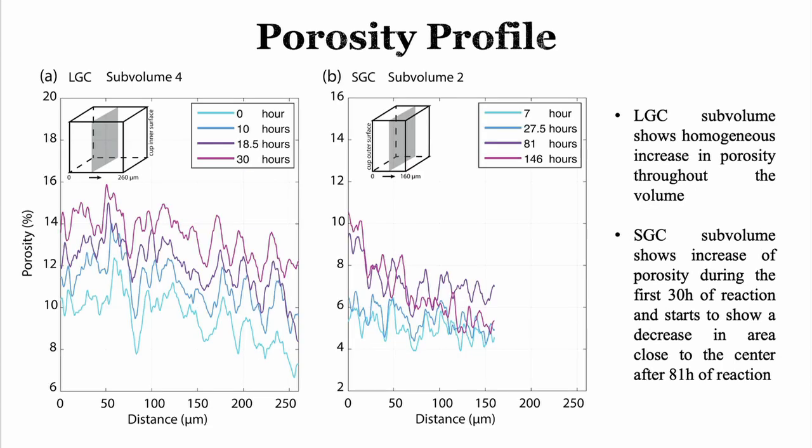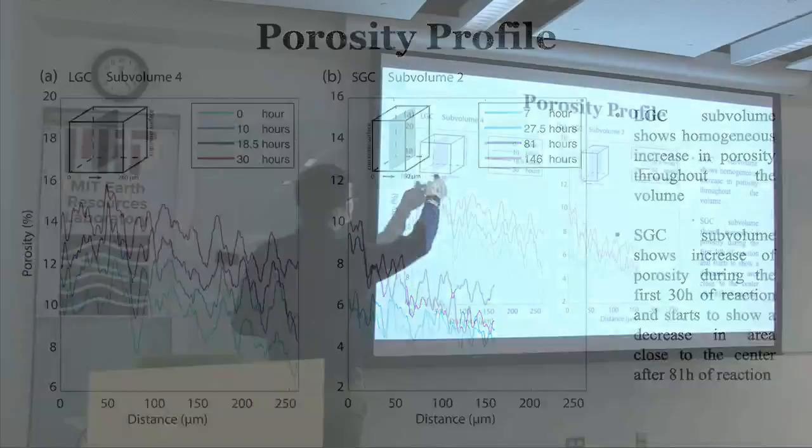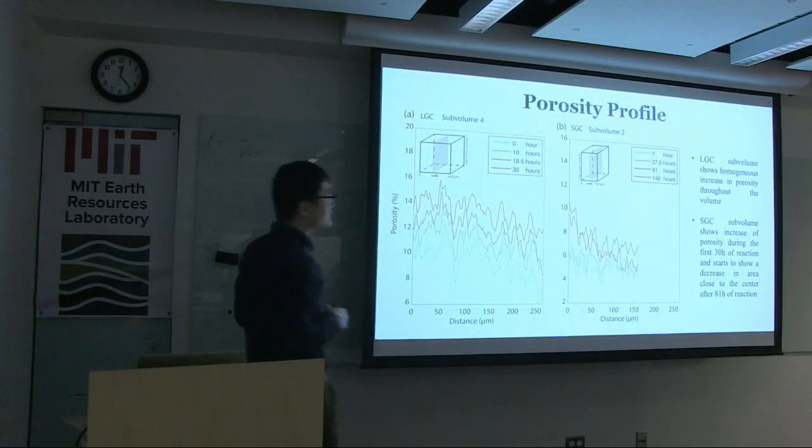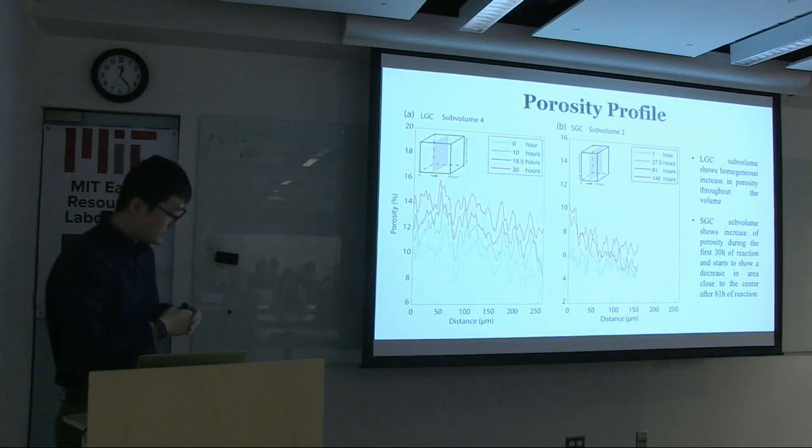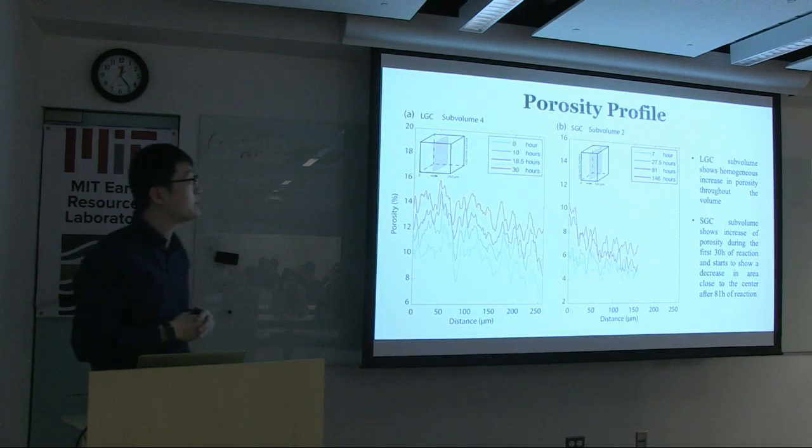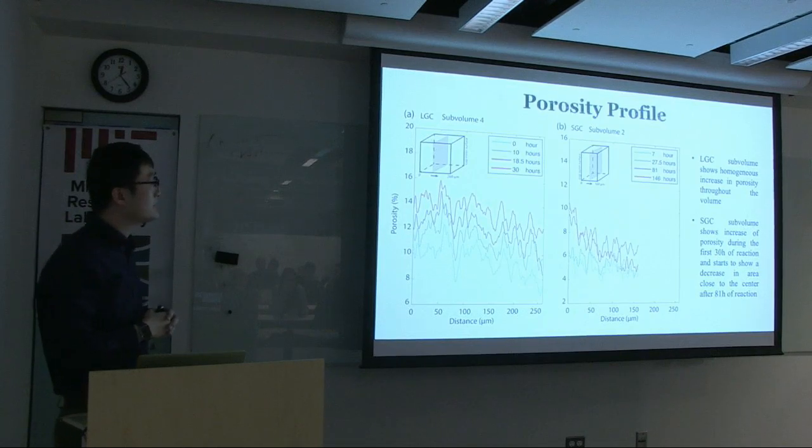And then, if we take one subvolume from each sample, and calculate a porosity distribution on one slice, and then move the slice along this whole subvolume, we can obtain what we call a porosity profile of the subvolume.